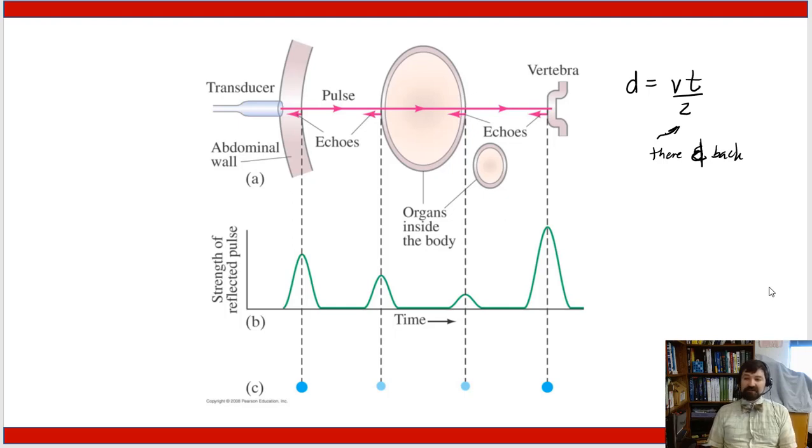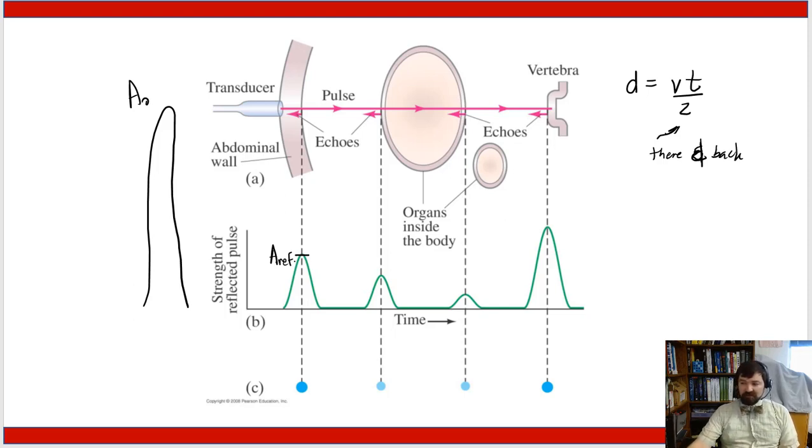Because it turns out that this amplitude, let's call this A reflected. So you send in a signal that has some large amplitude like this, A naught.